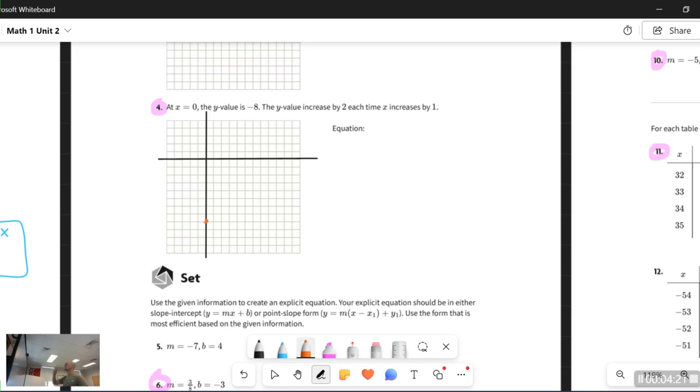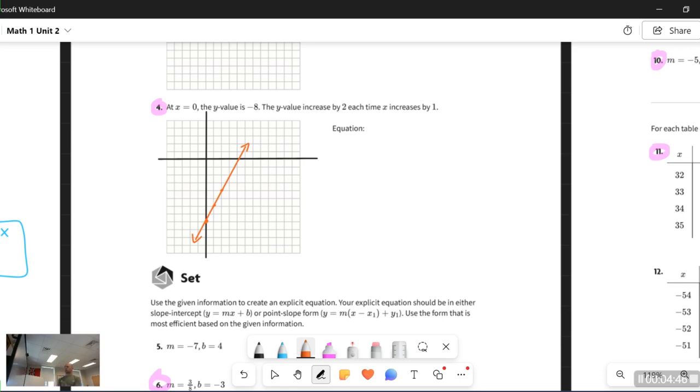And then it's saying the y value increases by 2 each time that the x value increases by 1. So every time we move 1 to the right, we go up 2. So I'm going to say up 2 over 1. Up 2 over 1. And we could keep going with that, but we're not going to do that right now.